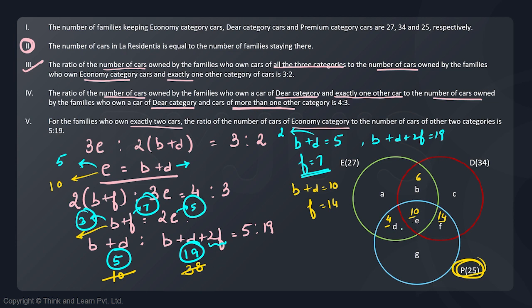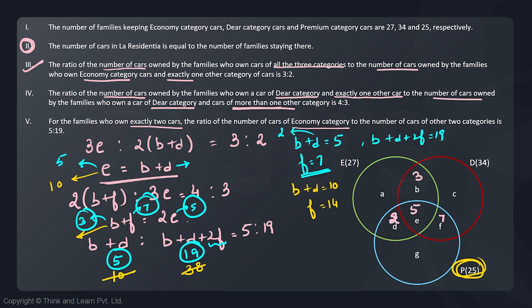And I can put all these values over here in this Venn diagram, which tells me that E is equal to 5. I am getting F is equal to 7. B is equal to 3. D is equal to 2.